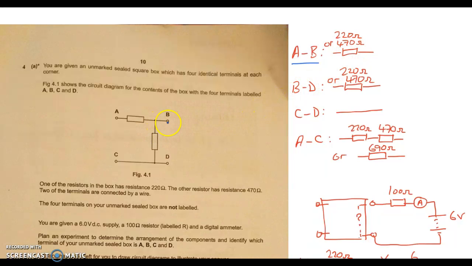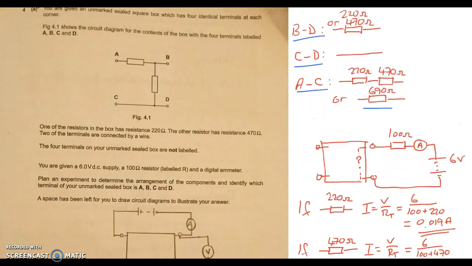If we look at what's connected between B and D, we don't know if this is the 220 or the 470 ohm, but we've got one of those. If we connect across CD, we basically just have a piece of wire, okay? And if we connect across AC, we can see that we've got to go through two resistors, okay? So both the 220 and the 470, one after the other. So we can think of an equivalent resistance as 690 between those terminals.